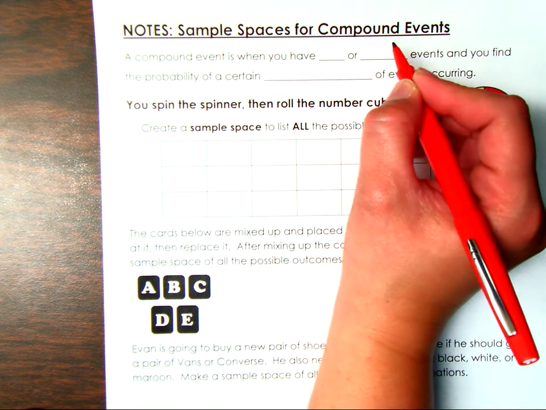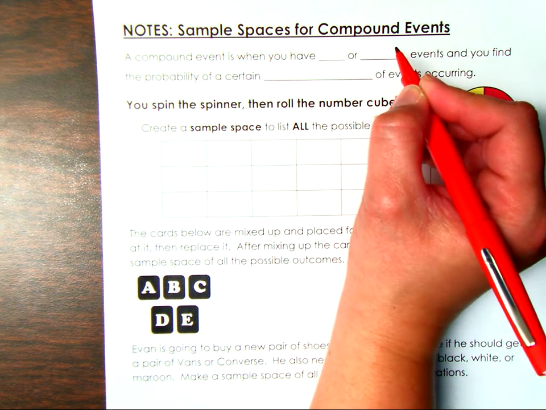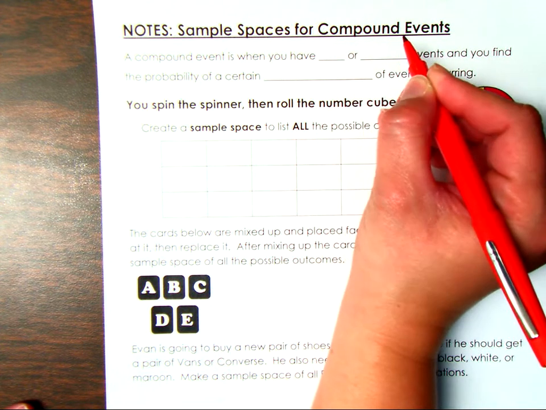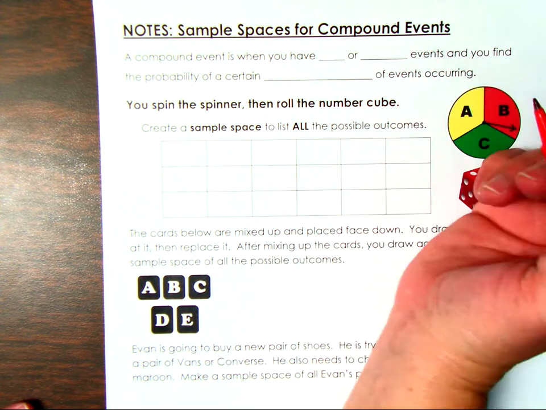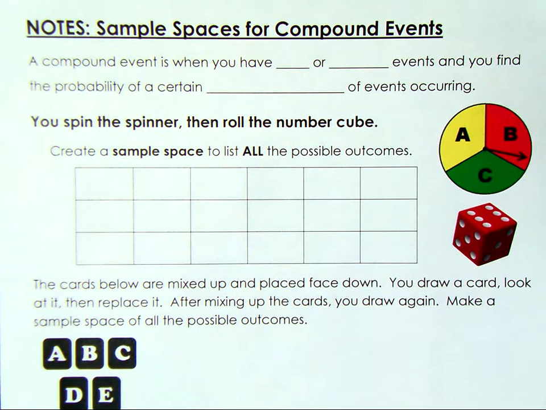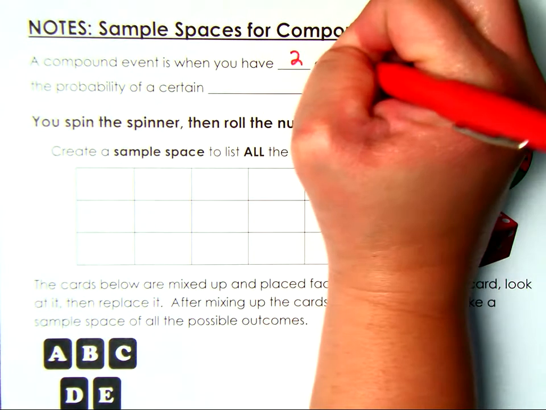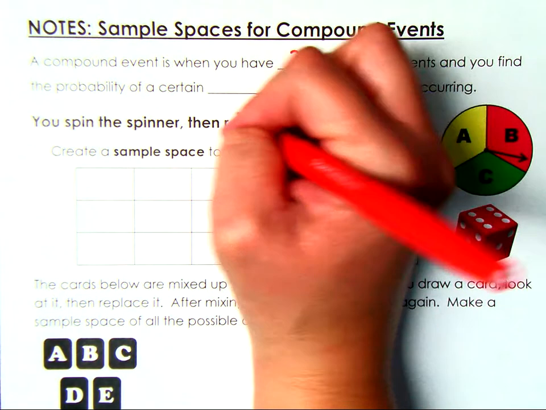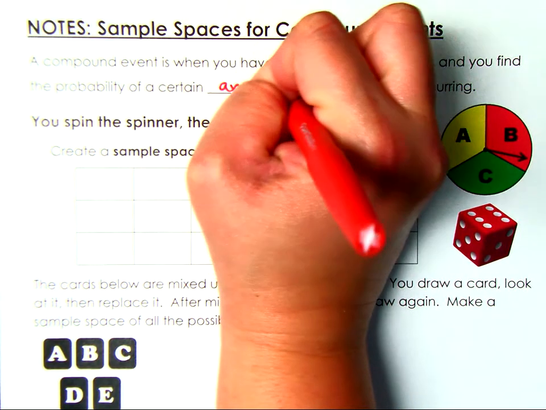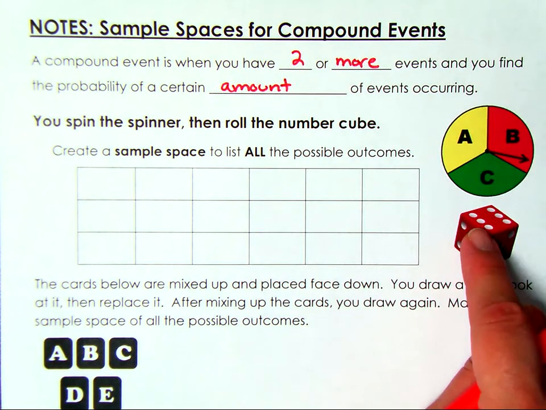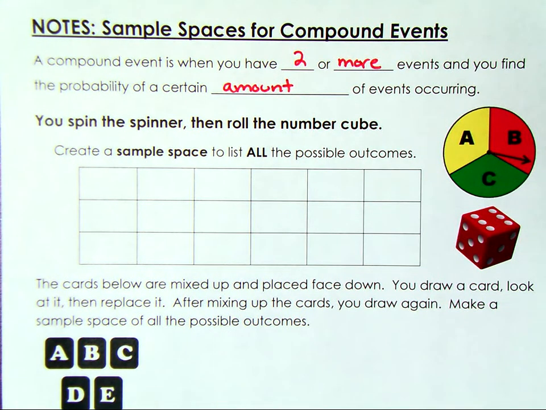So we've been talking about just things happening one thing at a time. So compound, think about what we learned maybe in ELA, our compound sentences. That's two or more things happening. So that's exactly what we're going to look at. A compound event is when you have two or more events and you find the probability of a certain amount of events occurring. For example, I could have this spinner and be rolling this number cube at the same time, and we have two things that are happening.